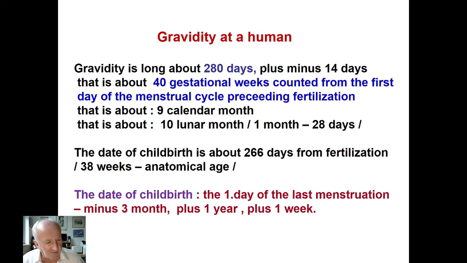Now let's concentrate on a human, because this is our basic task, of course. So I hope you know that gravidity in the human lasts around 280 days. These are 40 weeks or 9 calendar months or approximately 10 lunar months. 1 lunar month has 28 days. Times 10, we have our famous number, 280.